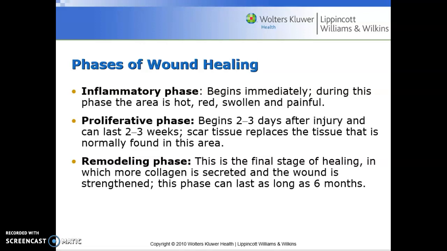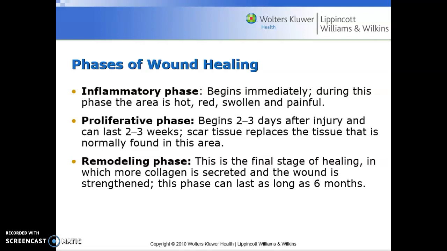The inflammatory phase begins immediately. It starts at the time that the injury occurs. During this phase, the first priority is to stop the wound from bleeding, okay? So with the inflammatory phase, our first priority is to stop this wound from bleeding. Blood vessels at the site start to constrict and narrow, and then the platelets start to stick together, and they start to form a plug over the site of injury.